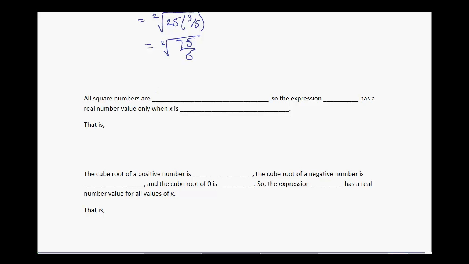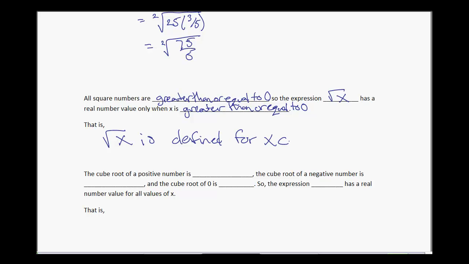All square numbers are greater than or equal to 0. So the expression square root x has a real number value only when x is greater than or equal to 0. That is, square root x is defined for all x that are real numbers, and x has to be greater than or equal to 0.